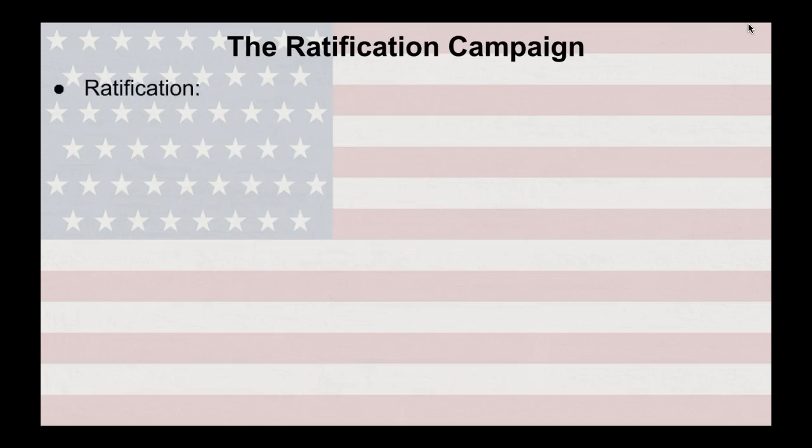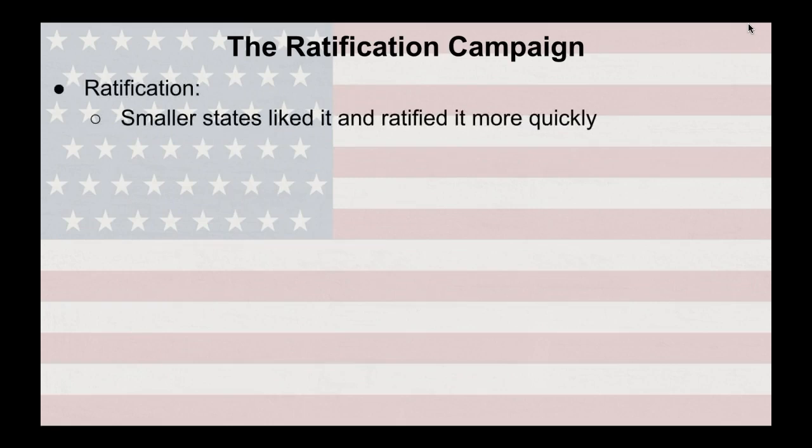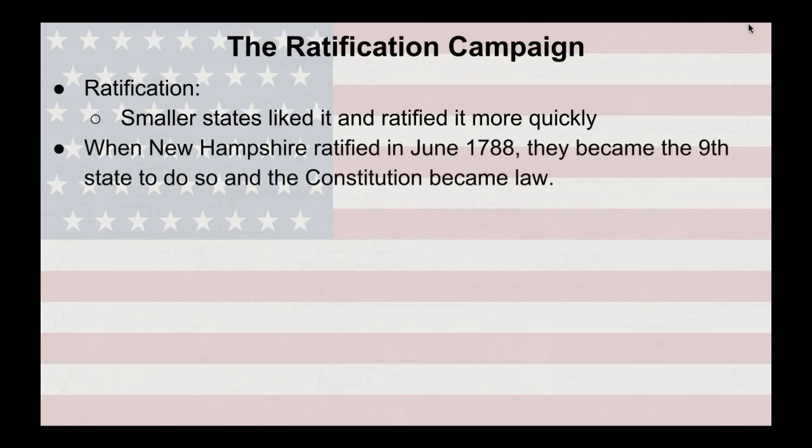But ratification, as I said, smaller states liked it and ratified it more quickly. New Hampshire is going to ratify the Constitution in 1788. Delaware will be the first. But when New Hampshire does ratify, they will become the 9th state to ratify. And so essentially the Constitution becomes law in June of 1788.